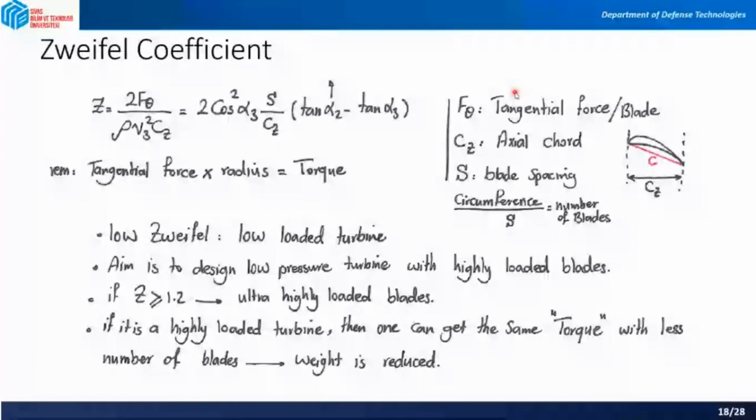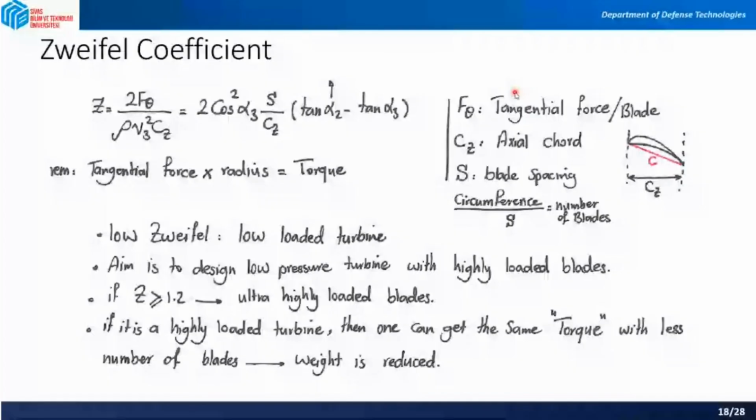But our aim is to design a low pressure turbine with highly loaded blades. And if your Zweifel number typically is greater than or equal to 1.2, you are dealing with very ultra highly loaded blades. And if it is a highly loaded turbine, then one can get the same torque with fewer blades. So this means that you are consuming less material, so the weight of the whole engine is reduced.